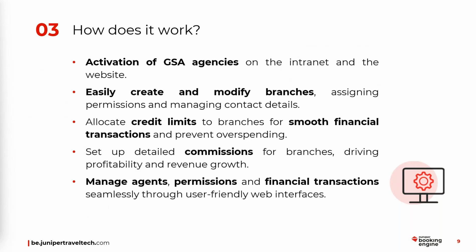It is also possible to configure commissions at a branch office level. These commissions are the profit the head office receives if any branch agency books products. Additionally, agencies can manage agents, their permissions, and financial transactions. Moreover, with this module, you will be able to manage aspects of the branches and the agents from the website, not just from the intranet.